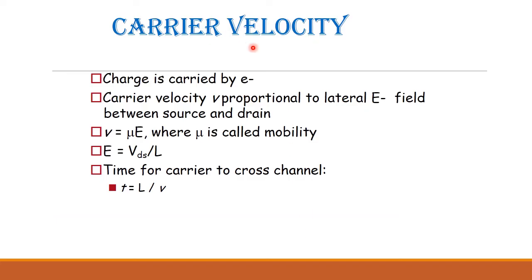Next, carrier velocity. The charges will be moving with a particular velocity. That velocity is called as carrier velocity. It is given by V is equal to mu into E, where E is the electric field and mu is the mobility. Therefore E is equal to VDS by L, potential difference V divided by length L. Also the time for the carrier to cross the channel is T is equal to L divided by V.